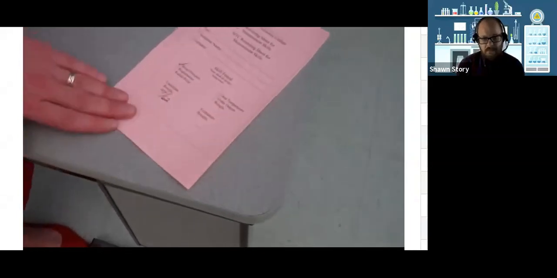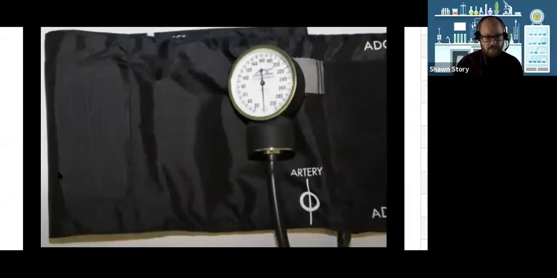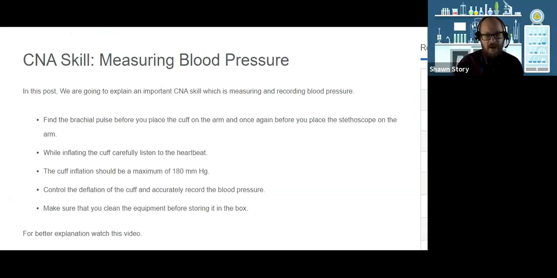The evaluator will write her results under evaluator. You must be within 8 points of the evaluator in order to pass this skill, and that could be both systolic and diastolic. That concludes the blood pressure. All right. Any questions, ladies?